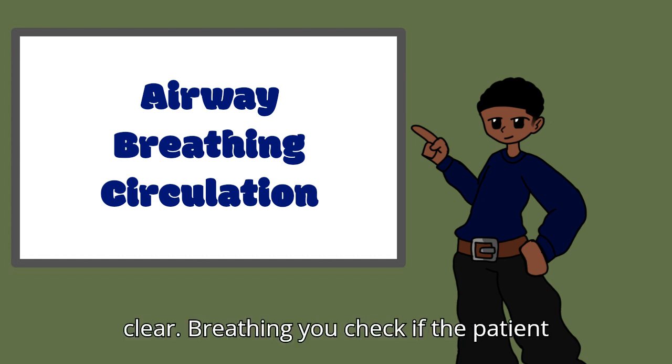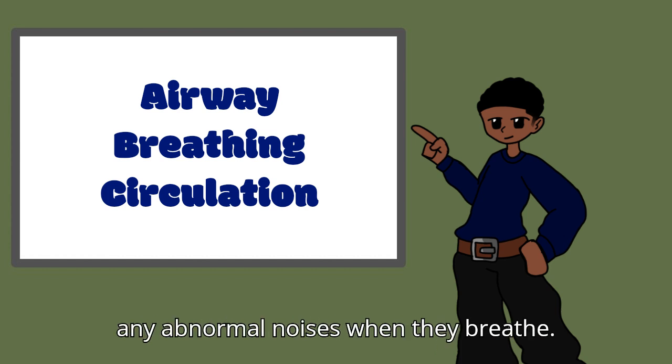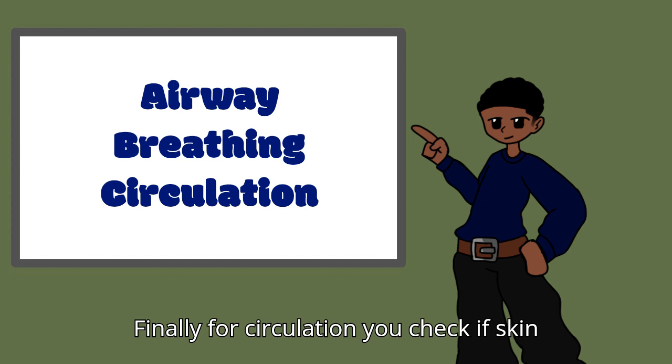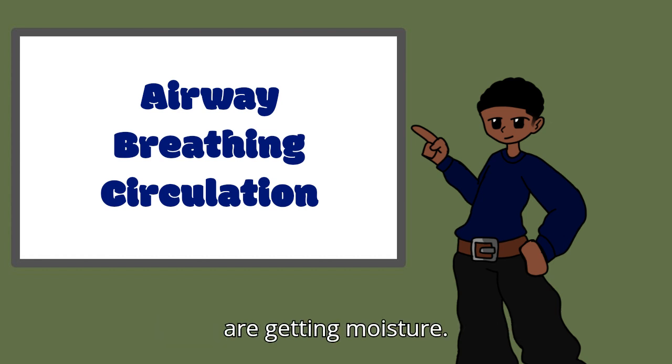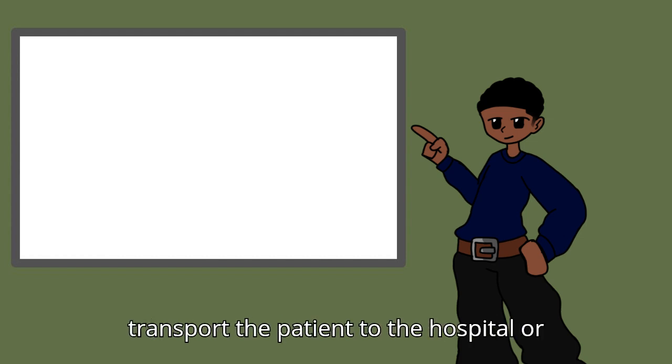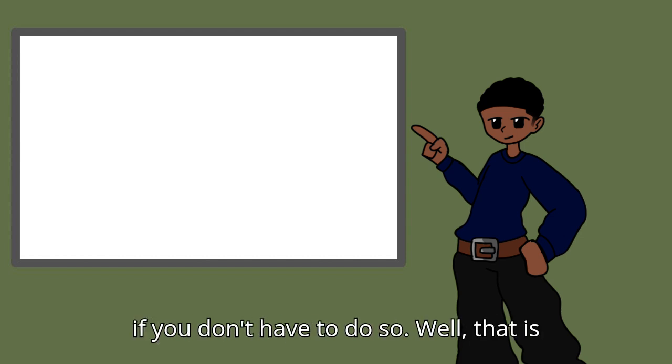For breathing you check if the patient's chest rises and falls, and if there are any abnormal noises when they breathe. Finally, for circulation you check if skin and temperature are normal and if they are getting moisture. Finally, once you have dealt with any life threats you determine if you need to transport the patient to the hospital or if you don't have to do so.